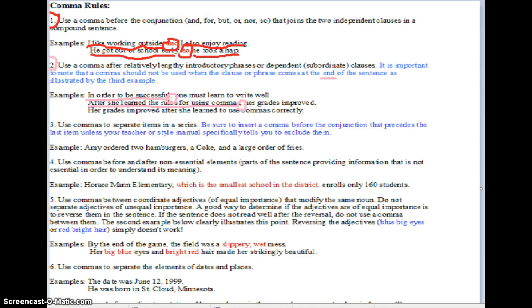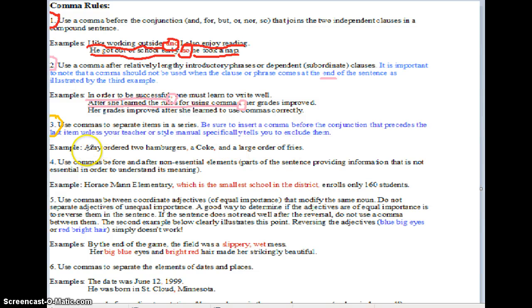Third comma rule. The third comma rule tells you to use commas to separate items in a series. This is essentially the easiest comma rule. Be sure you insert commas before the conjunction that precedes the item unless your teacher or style manual tells you differently.